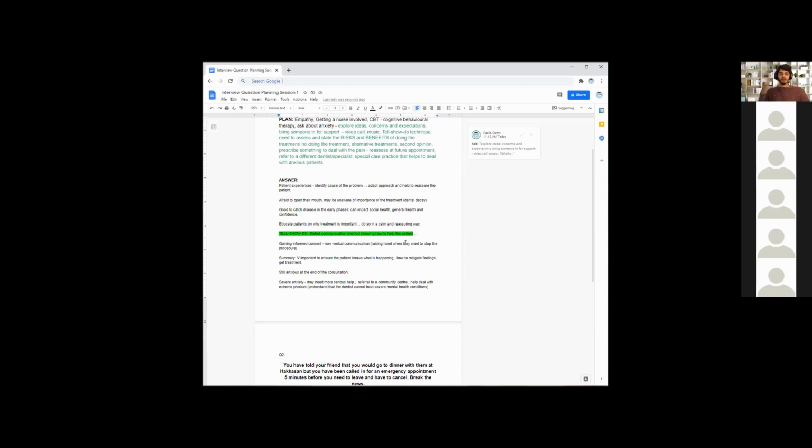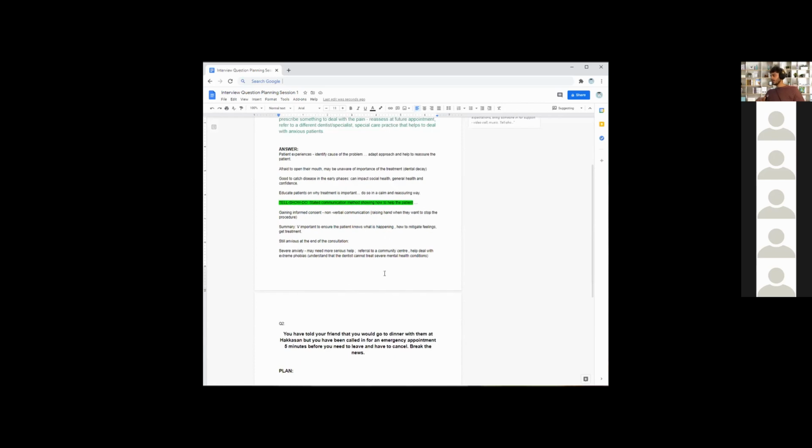You don't assume that the patient's stupid. You have to assume that the patient has some understanding of what they're going through. So it's always very good to go into depth and explain to them what's happening. That's how you gain your informed consent. And on top of that, educate them on the task at hand. Next, gaining informed consent. I liked how you mentioned utilizing non-verbal communication, so raising their hand when they want to stop the procedure.